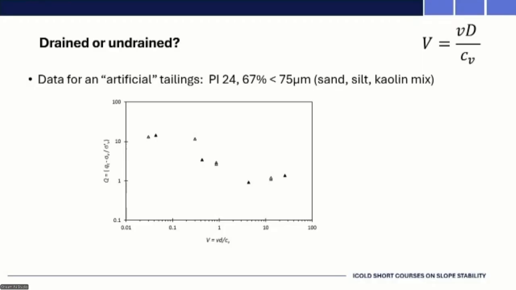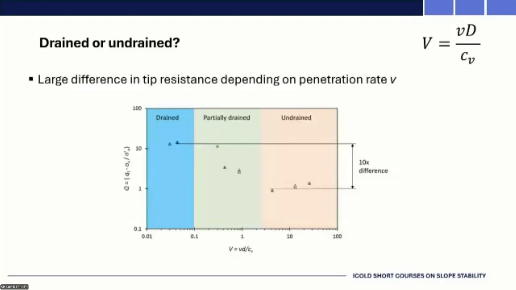So here we've got that normalized velocity on the horizontal axis. We've got the normalized tip resistance on the vertical. And you can see, depending on your velocity, you can get a range of numbers. So what are those numbers? Well, from that equation, on the left hand, that's the blue shaded area, your velocity is low enough that you're actually drained. You're doing a fully drained CPT test. The one on the right, you've got an undrained CPT, and in the middle, you've got partially drained. Right?